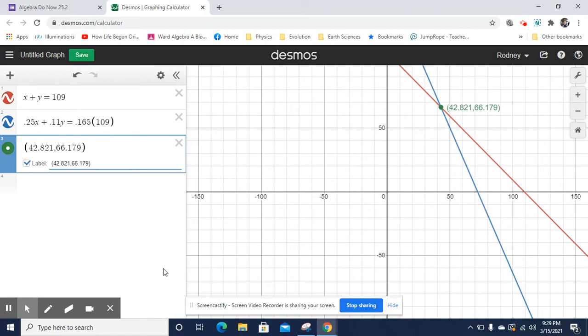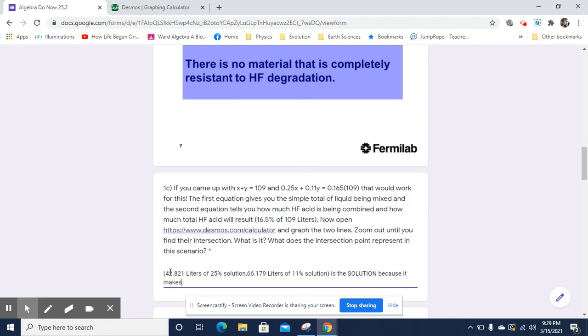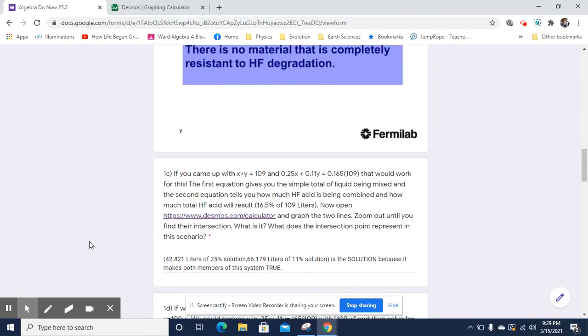We've got 42.821 liters of 25% solution and 66.179 liters of 11% solution. And that is going to be the solution, get it, of this system of equations. So here we go, this is the solution, because it makes both members of this system true. Okay, so that's one way we can solve it.